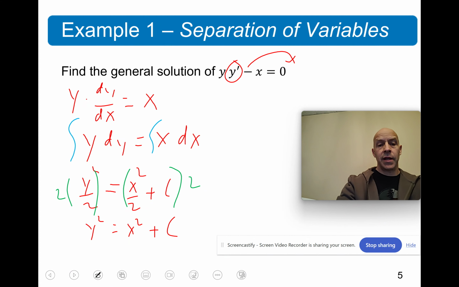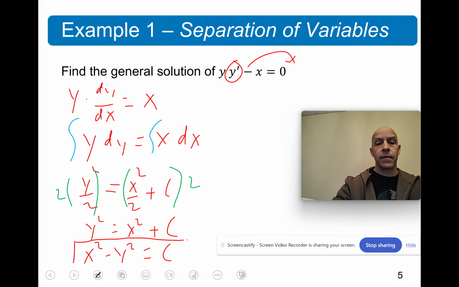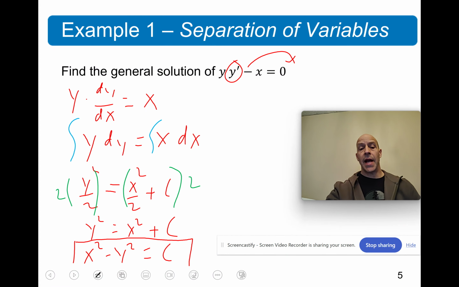And last but not least, I'm going to go ahead and rewrite this as x squared minus y squared equals c. And that's how I would write my final answer. No fractions, it's just a little bit cleaner. And so that's the general solution.